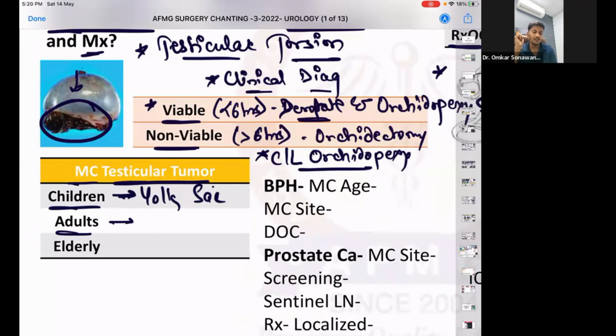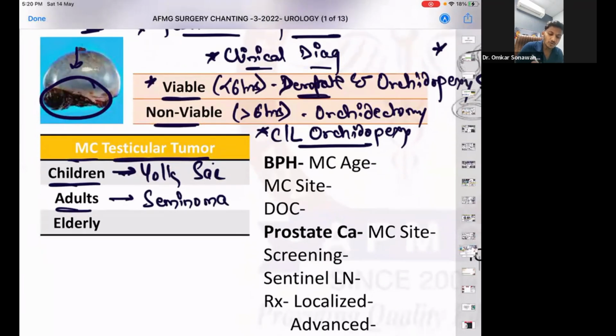Most common testicular tumor in child is a yolk sac tumor. Most common testicular tumor in adults is a seminoma. Important. And the most common testicular tumor in elderly would be lymphoma. Very good. So in children, yolk sac tumor; in adults, seminoma; and in elderly, lymphoma.